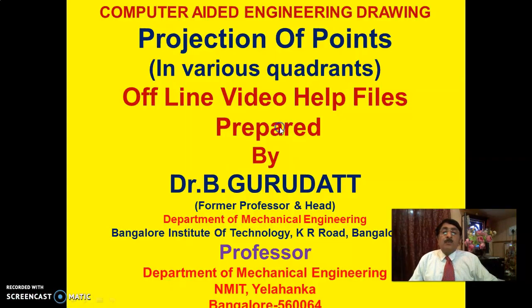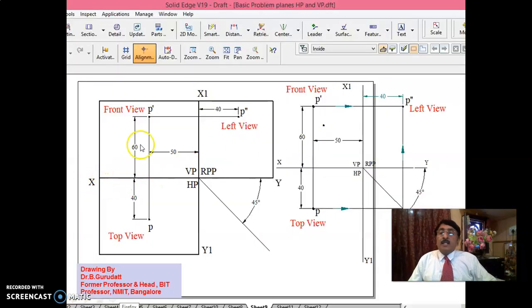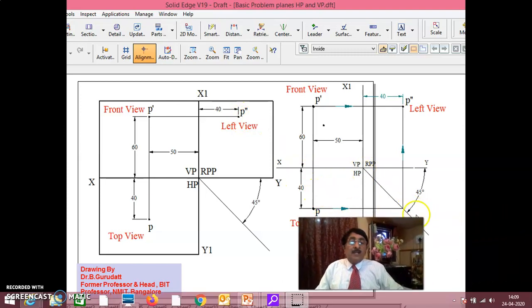Anyway, now you see here, section 2, same thing. This is front view on VP, top view on HP, and X1 Y1 RPP. This is 60 mm above HP, 40 mm in front of VP, 50 mm from RPP, and P double dash, whatever this distance is should be here. You take a projector from here and cut 40 here, you get P double dash. Otherwise, as I just said, draw the 45 degree line, meet this and go, and automatically whatever this distance is, it will get transferred here to get the P double dash.